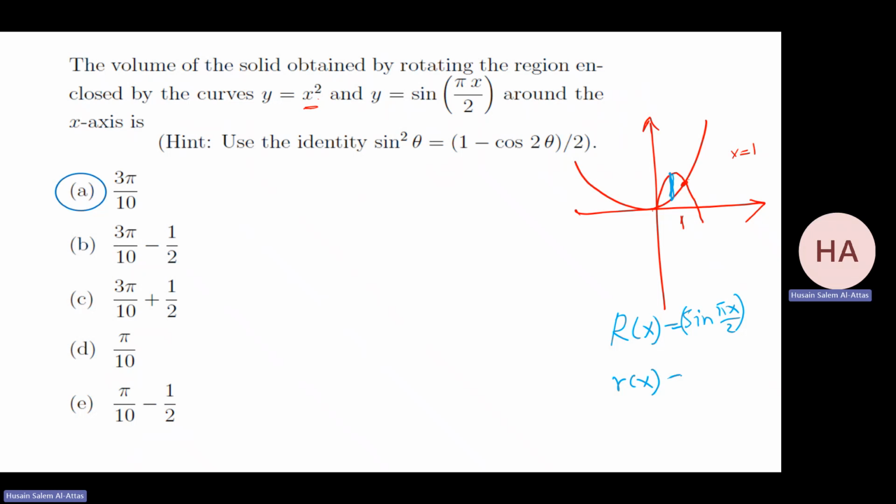Small r of x will be what? It will be x squared, yeah, y equals x squared. So the sine is above. The area will be pi times sine squared of pi x over 2 minus x to the power 4.